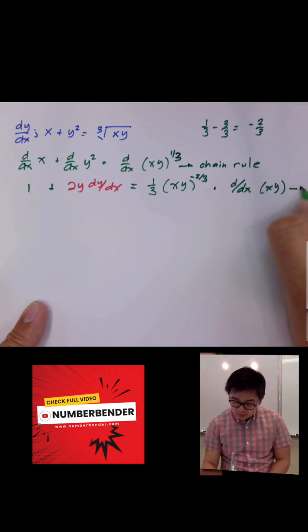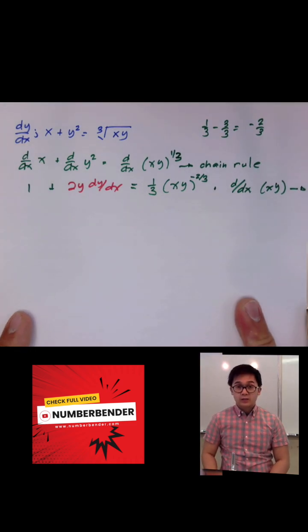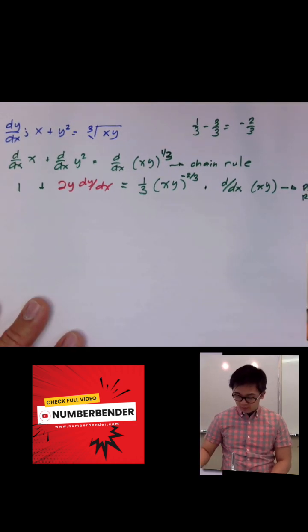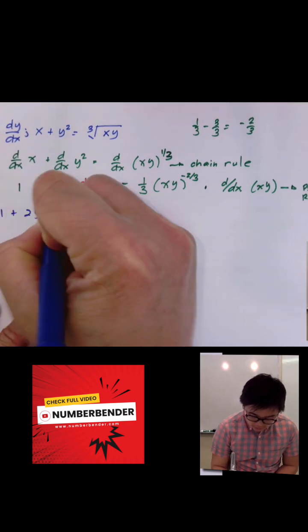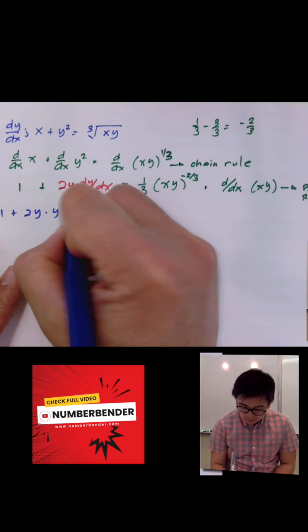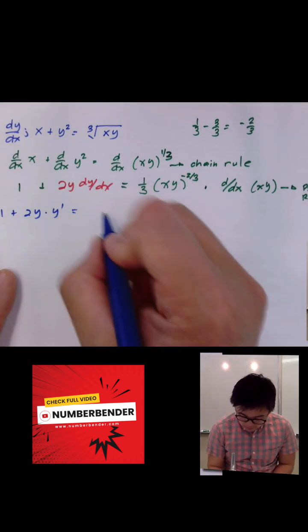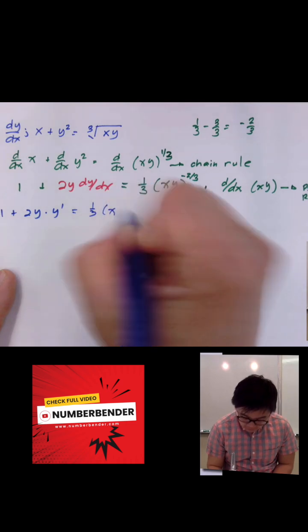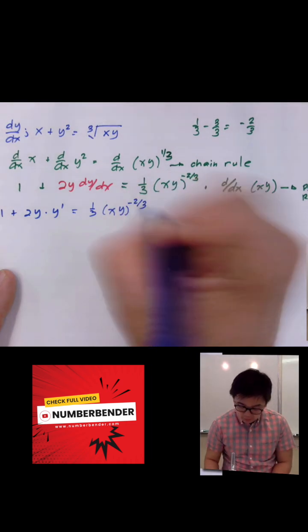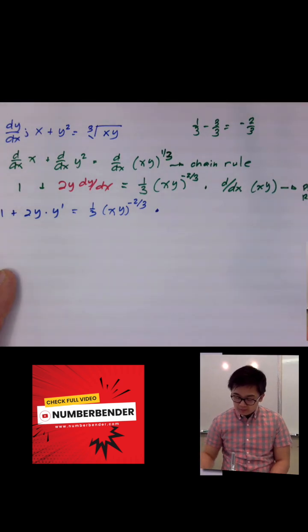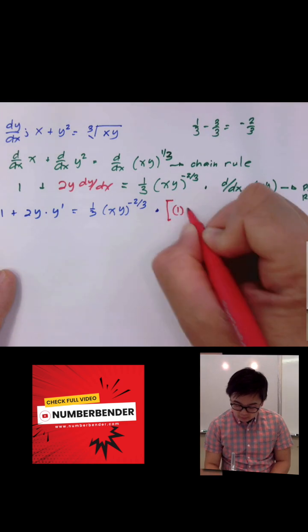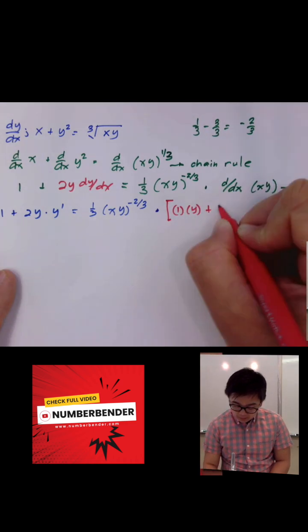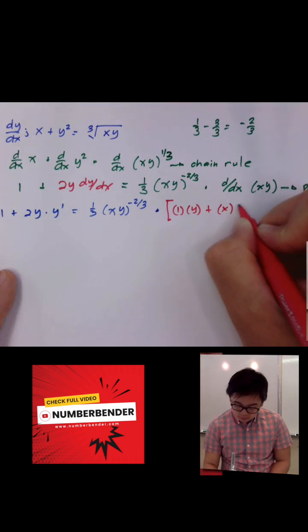And in this case, we'll use the product rule to find the derivative of xy. So let's simplify our function. So we'll have 1 plus 2y. Let's use y prime so that we'll have a shorter equation right here. 1/3 (xy) to the negative 2/3 multiplied by the derivative of this term right here. So derivative of first, copy, plus copy, derivative of y, which is dy/dx.